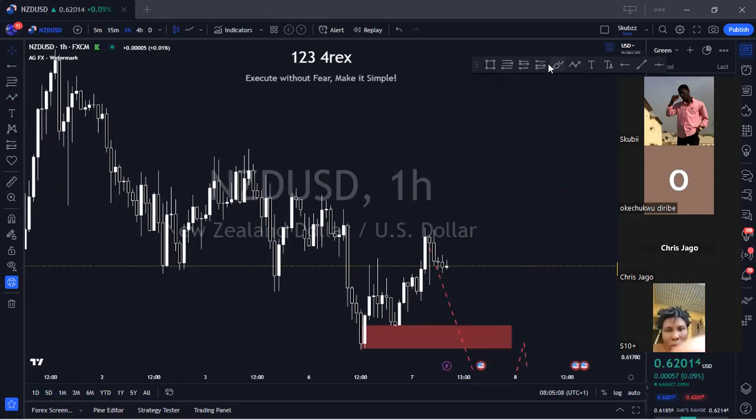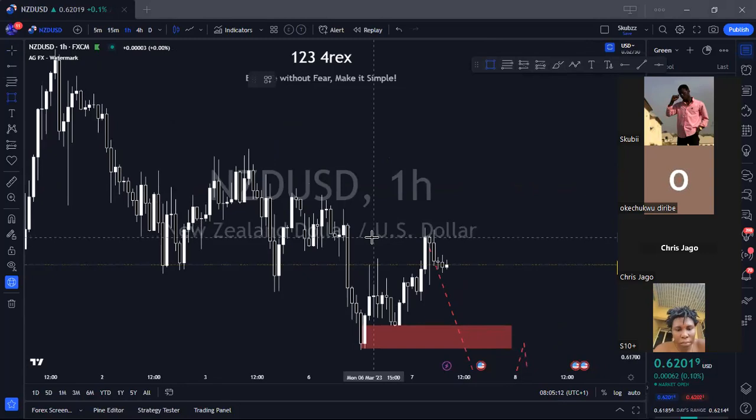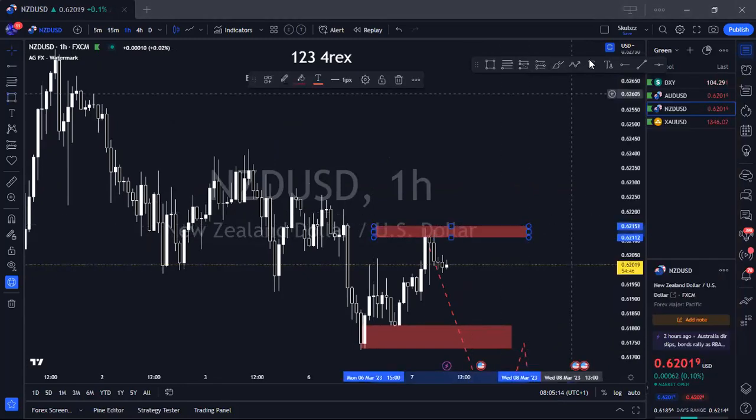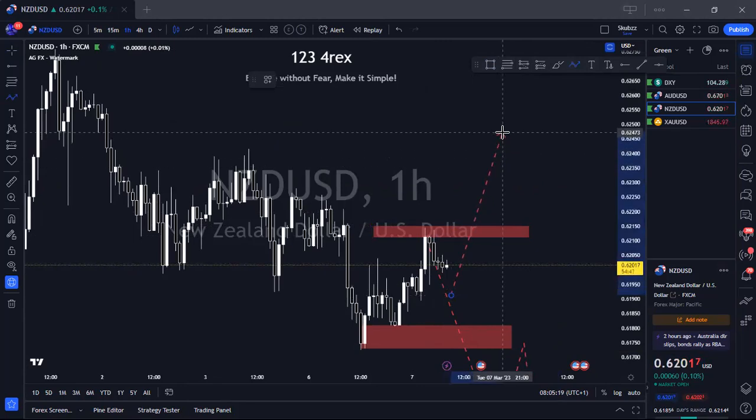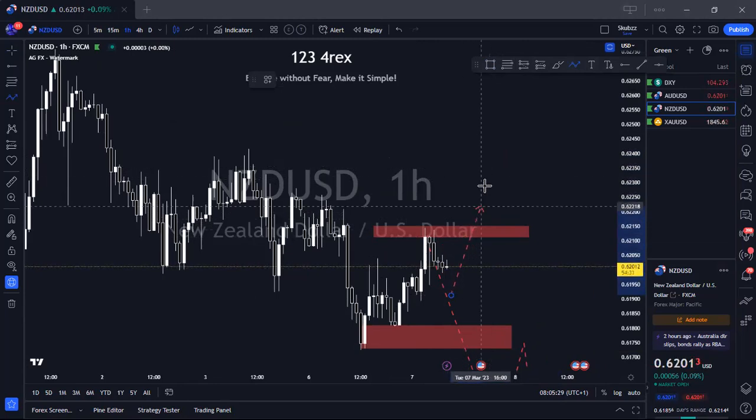Then what else can we watch out for? Let's watch and see if price will come to break above. If it doesn't break below, then what we'll be watching out for is for price to come and break above and continue this uptrend that it has started shifting into. Once price continues the uptrend, by the time it breaks above here, even the 4H will start changing to an uptrend. So we'll catch the next buy.